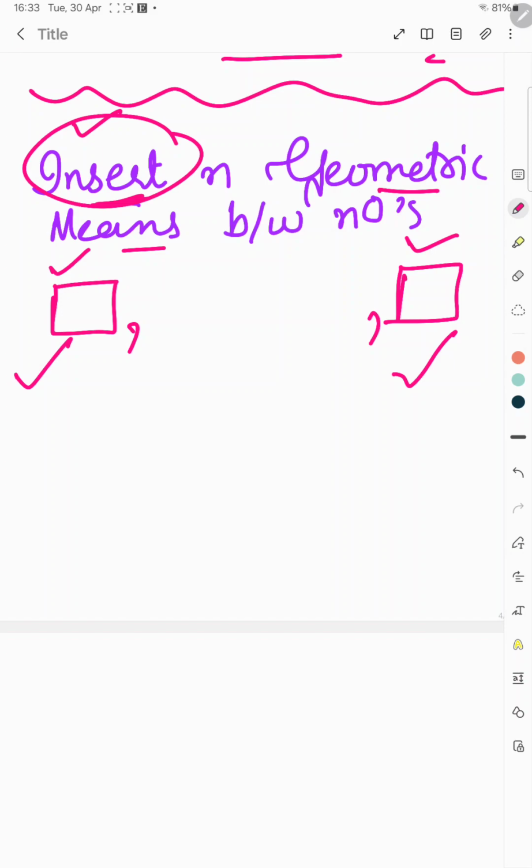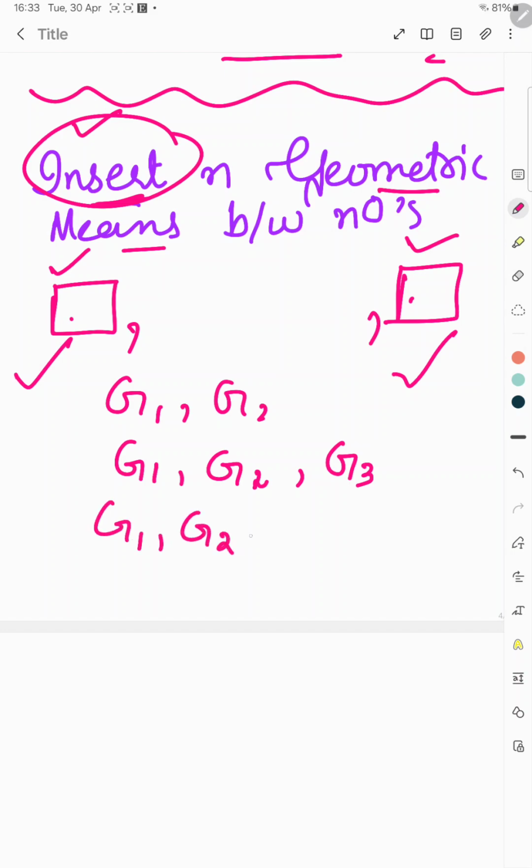It depends on the question how many geometric means they ask to insert between the two numbers. Sometimes it will be given to insert two geometric means between the two numbers. Sometimes it will be given insert three geometric means. Sometimes it will be given insert 5 geometric means. Okay, so whatever they ask, you have to just insert that amount of geometric means between the two numbers.